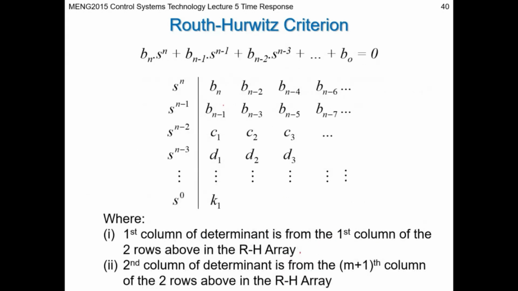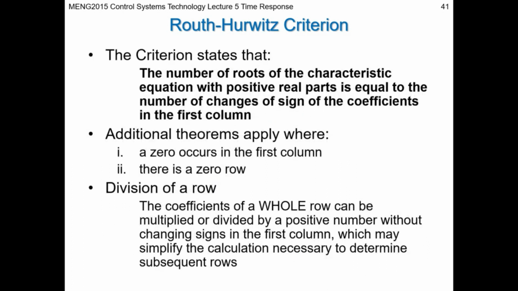So for instance, if we had values for this second row here, which were 8, 6, 4, 2, of course we could divide them all by 2, and it wouldn't change the logic of the Routh-Hurwitz criteria, but it might sometimes make the calculations easier, and therefore you could do it. I don't think you'd really have to worry too much about that in terms of your use of this criterion.